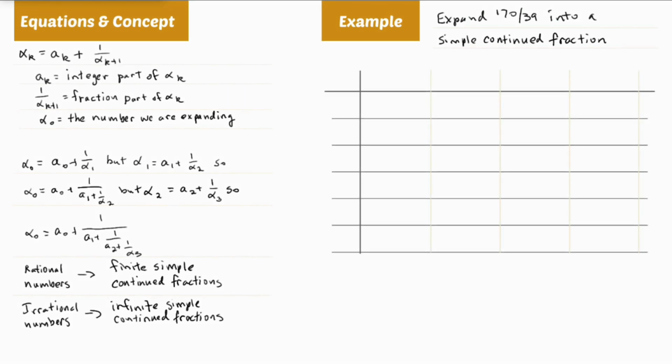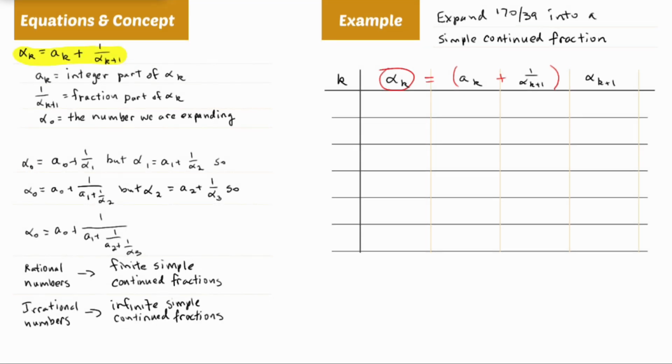We'll use a table to help keep track of the numbers and their integer parts and fraction parts during each step. The first column has the subscript k. The other columns have alpha k, a_k, 1 over alpha k plus 1, and alpha k plus 1. Just so you're following, alpha k equals a_k plus 1 over alpha k plus 1. These are the terms from this equation, just rewritten as column headings.